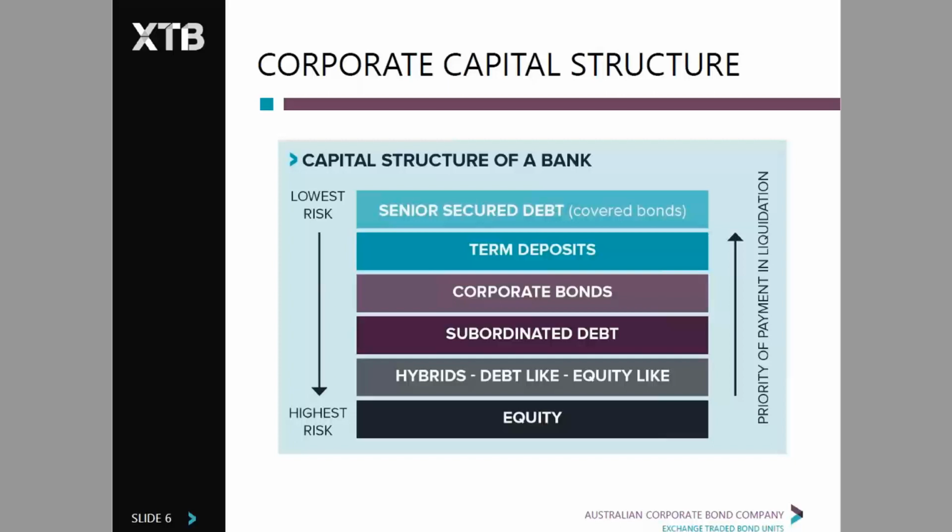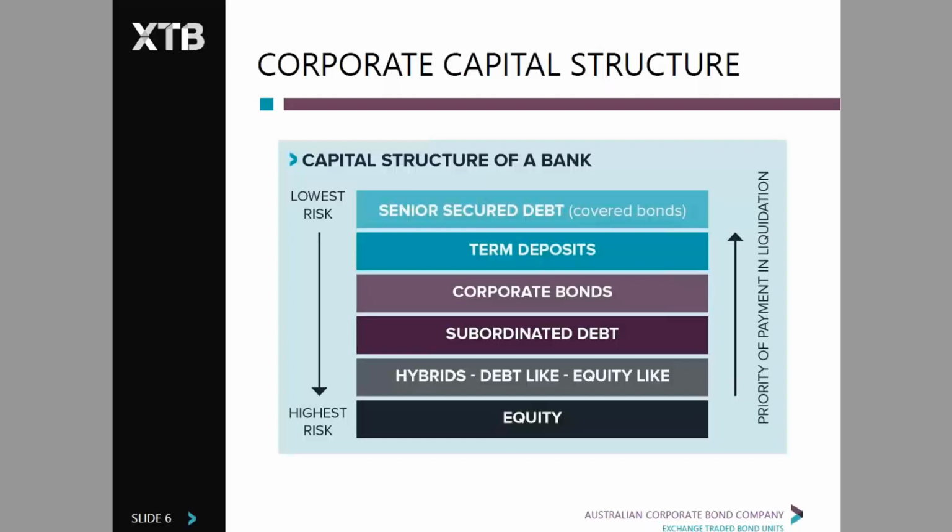So in terms of the corporate capital structure, just a bit of a recap, everybody would be familiar with seeing charts such as this. This is the typical capital structure of a bank. So you see senior secured debt, covered bonds, if they exist, not very many of those in Australia at all. But term deposits and corporate bonds are senior in the capital stack of a typical bank, or if that was a corporate, senior bonds are senior in the corporate capital structure. Any subordinated debt comes next, and then hybrids, and then equity.